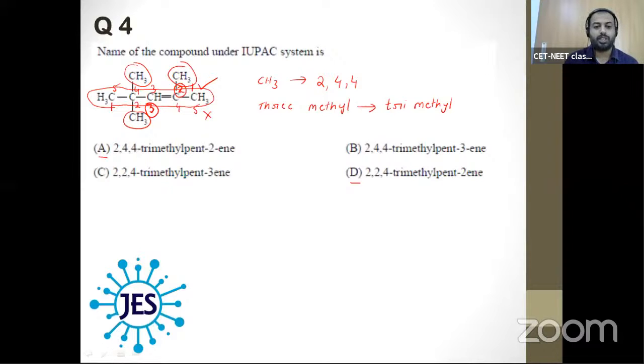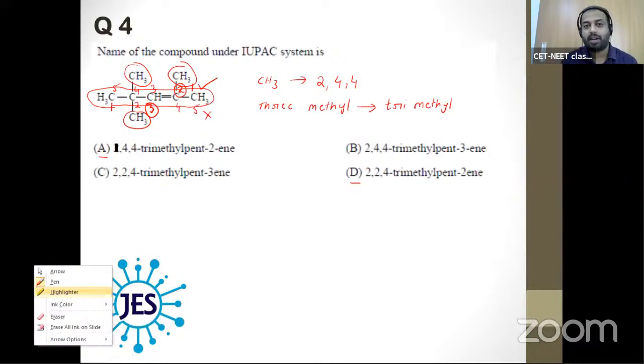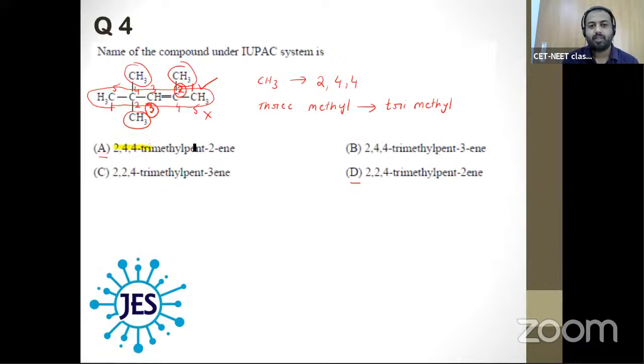Most of you said it's option C. I'll tell you why you would have gone wrong. This is the correct option. Just a second. Yes, option A is the right option.